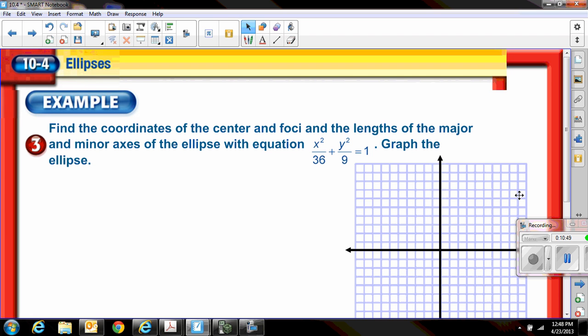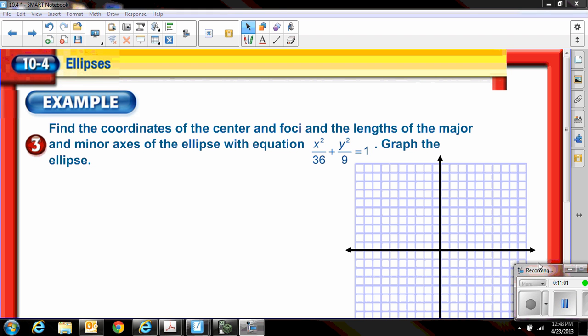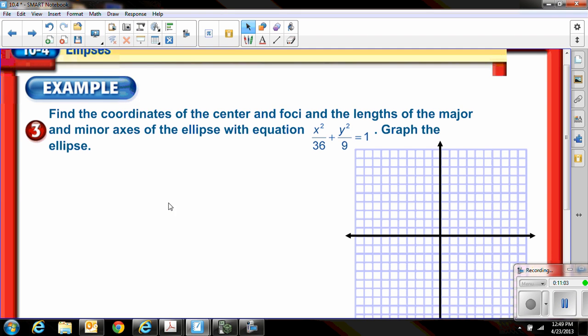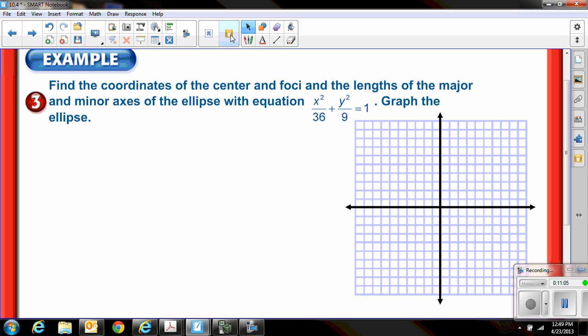Alright, so let's put all of this together here. Find the coordinates of the center and the foci and the lengths of the major and minor axes of the ellipse with the equation x squared over 36 plus y squared over 9. And then I want to graph the ellipse. So, first thing I do, let's locate the center. This formula here tells me the center's at 0, 0. That's what I was given before.